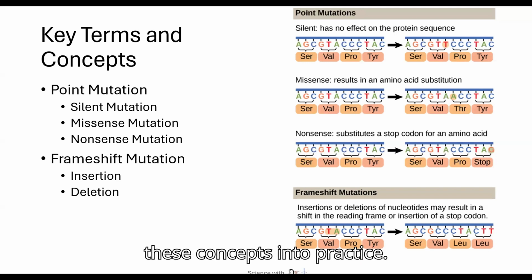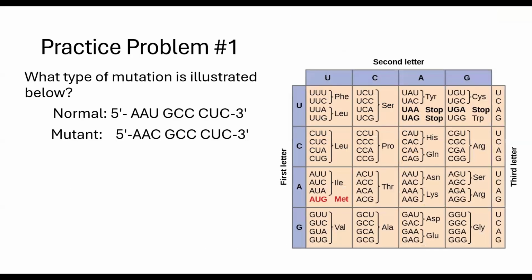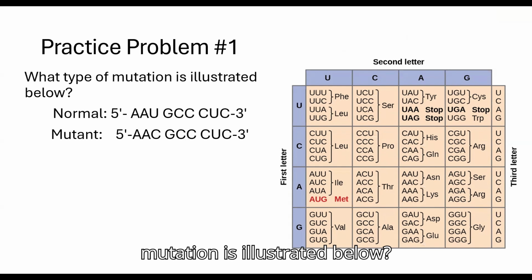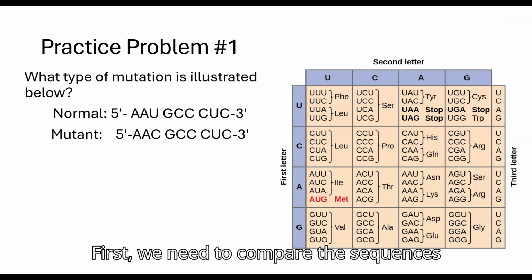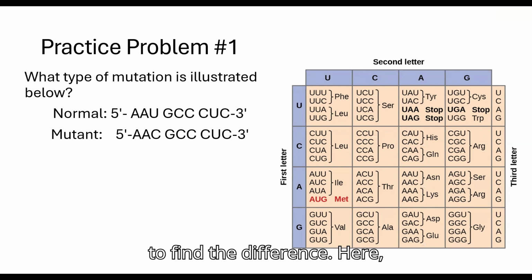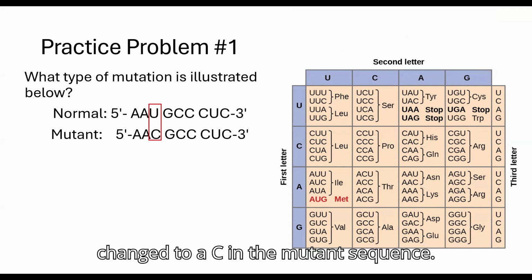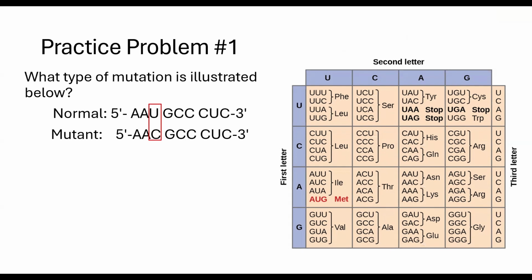Now let's put these concepts into practice. Practice problem number 1. What type of mutation is illustrated below? First, we need to compare the sequences to find the difference. Here, we see that the U in the normal sequence was changed to a C in the mutant sequence.